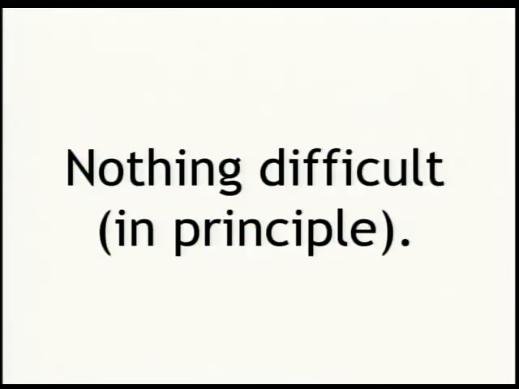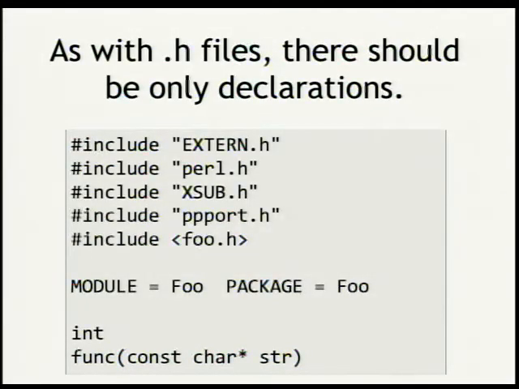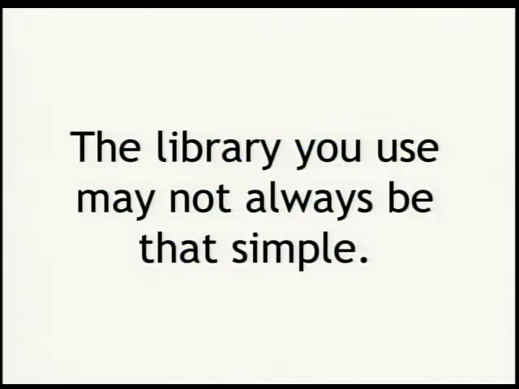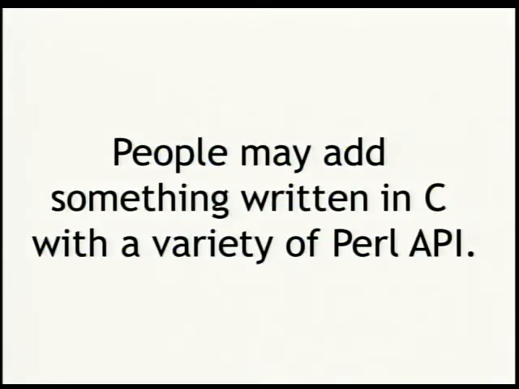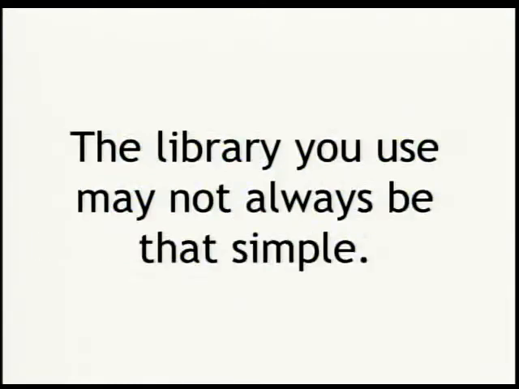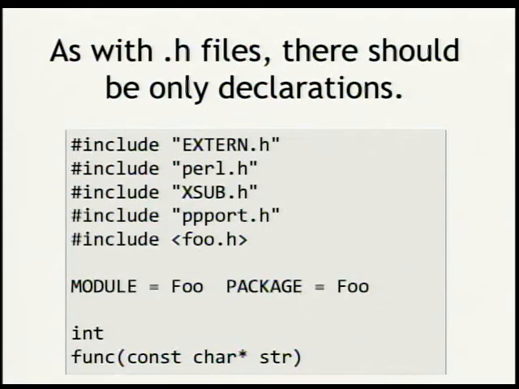This int func const char star string is a very simple function, but the library you want to use may use more complicated stuff like call by reference or callbacks. And people may add something written in C with a variety of Perl API to this. And that makes the XS interface very complicated.